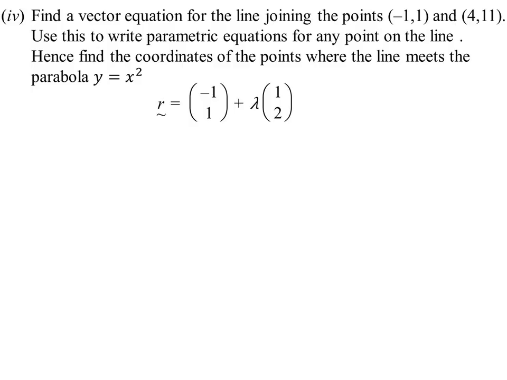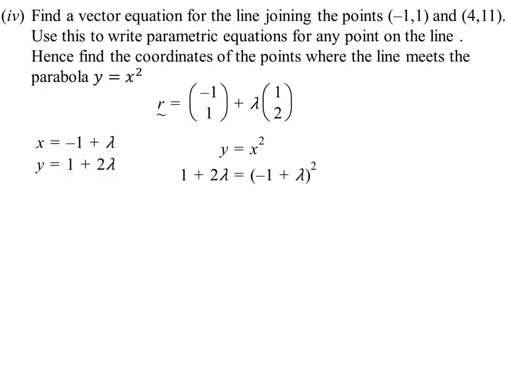Now you might be looking at this and thinking, hang on, 11 minus 1, that's not 2, and 4 minus -1, that's not 1. Basically, I've simplified it down, because remember, it's times lambda. So lambda could be anything. X is -1 plus lambda, y is 1 plus 2 lambda. They're the parametrics.